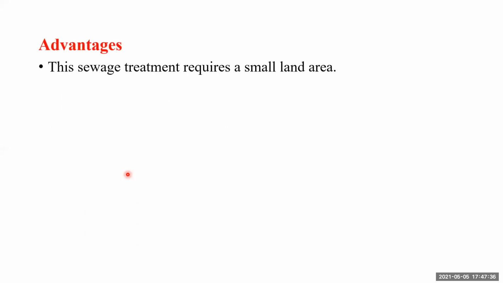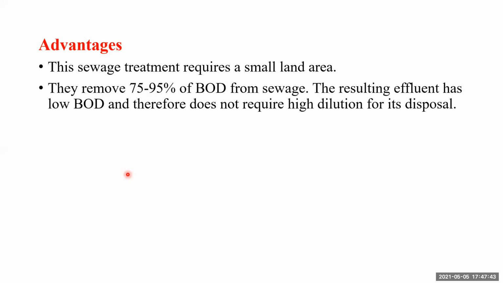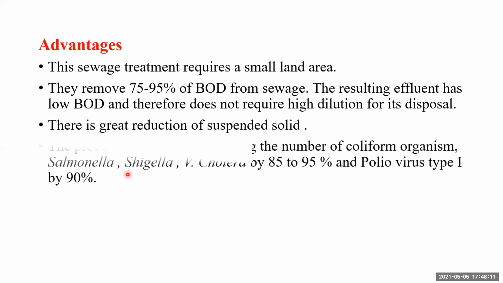What are the advantages of using activated sludge for secondary sewage treatment? This sewage treatment process requires a very small land area. And as I said, it removes 75 to 95% of the biochemical oxygen demand from sewage, and hence the effluent, which has very low oxygen demand, can be disposed of into a water body with little or no dilution. There is great reduction of suspended solids by this process.